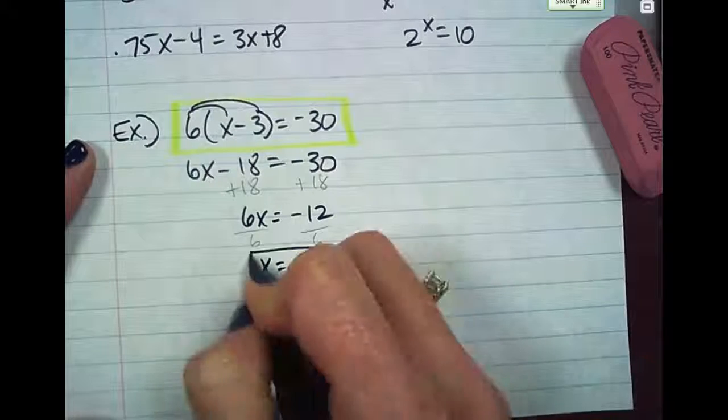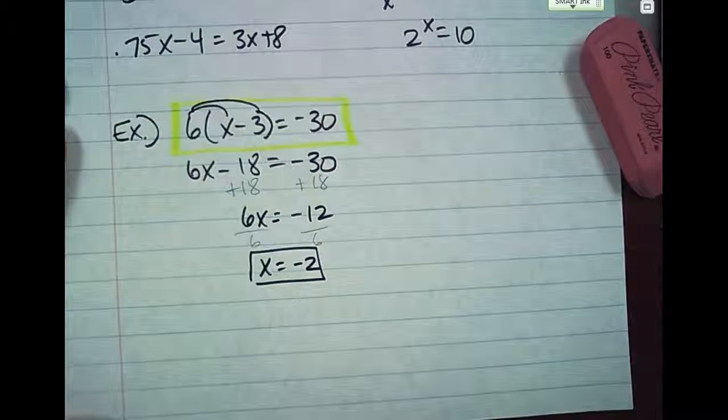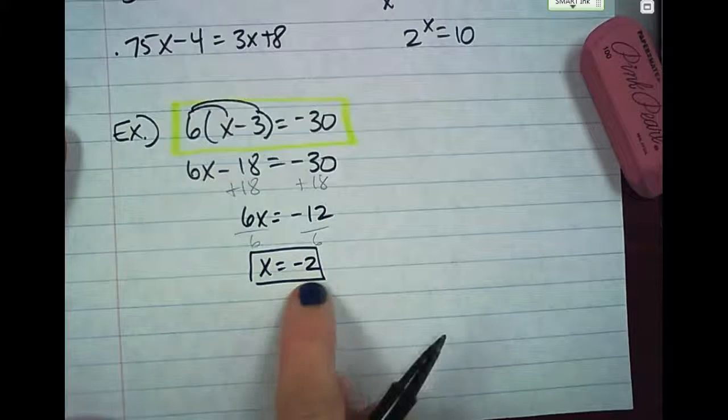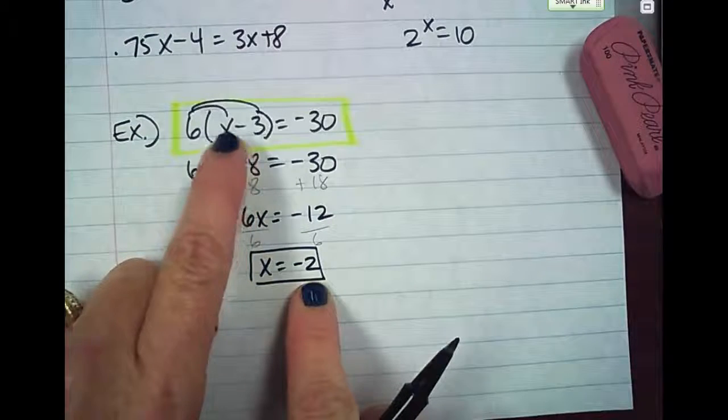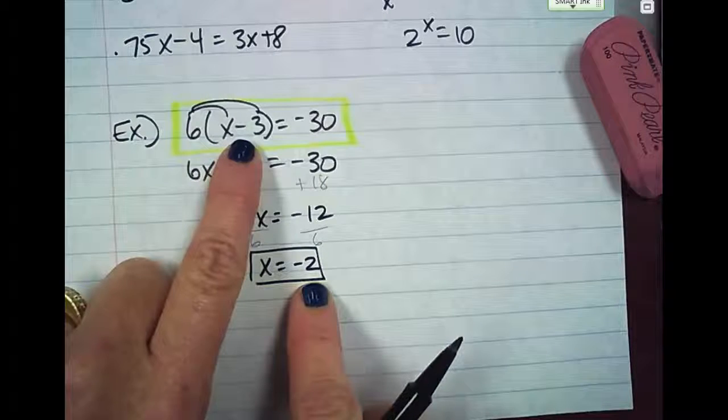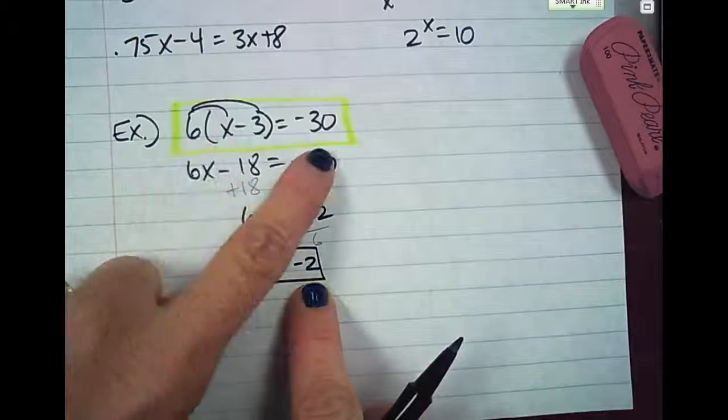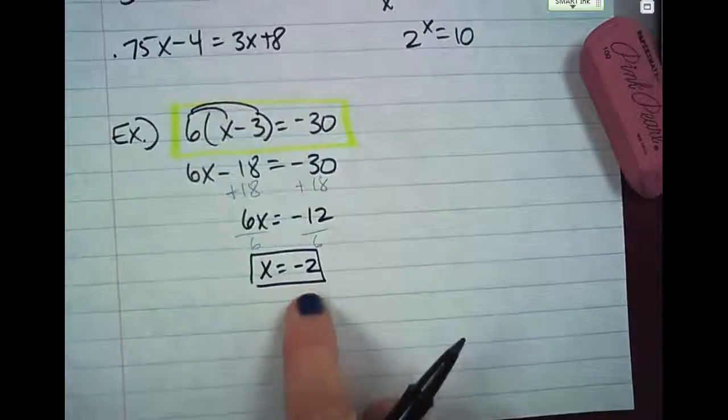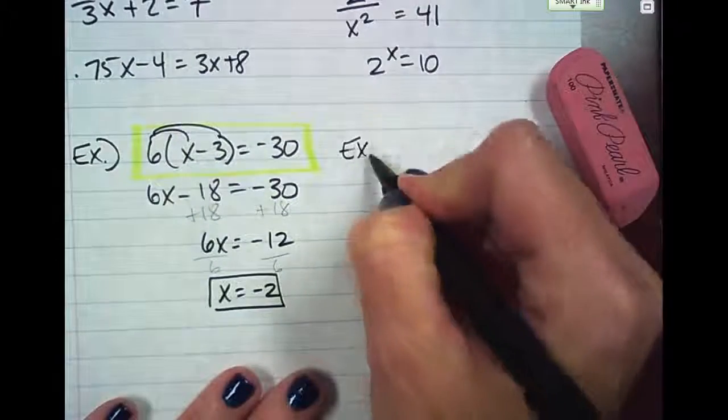How can you go back and see if you got the correct answer? That's the beauty of these kinds of problems. Yes, right, good. You take negative 2 and you plug it back in. Let's check. Negative 2 minus 3 is negative 5. And negative 5 times 6 is negative 30. Yes, we were right. So that's why these problems are nice. Here's your next one.